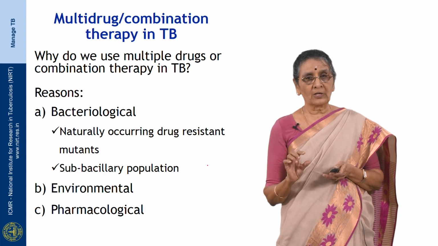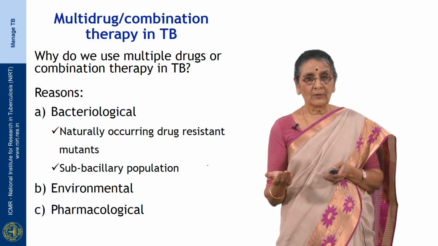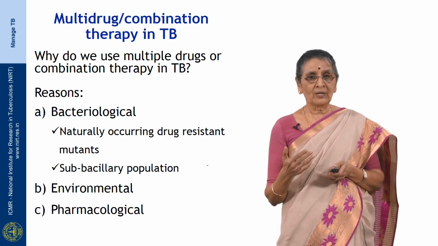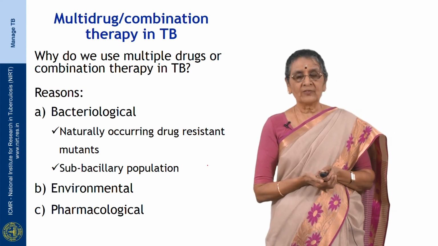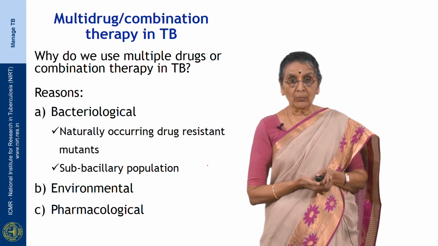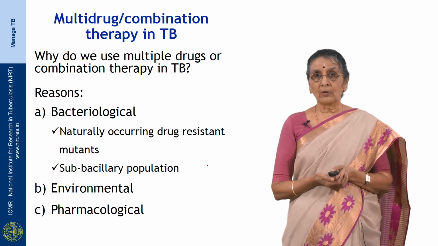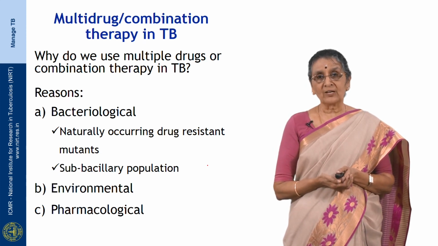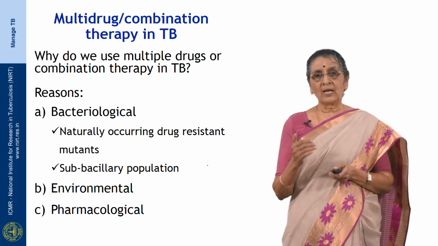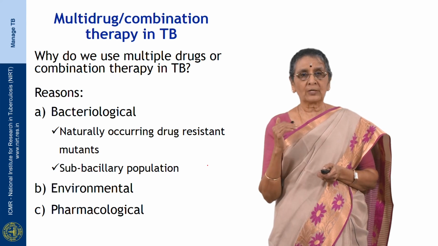Environmental and pharmacological reasons are also equally important. Environmental: the drug's penetration depends upon so many factors. It may be the membrane or it may be the blood brain barrier, and accordingly you have to prescribe drugs. The third reason, which is also equally important, is the pharmacological reason, where a patient is given all the drugs together as a single dose to ensure peak serum activity, which is usually above the MIC of the bacteria, which ensures killing of the bacteria.